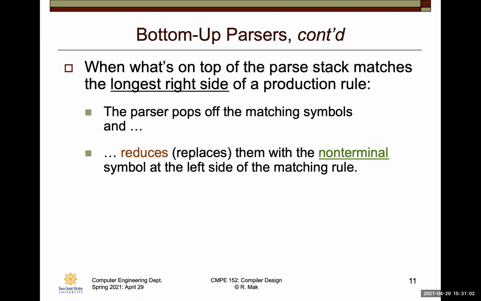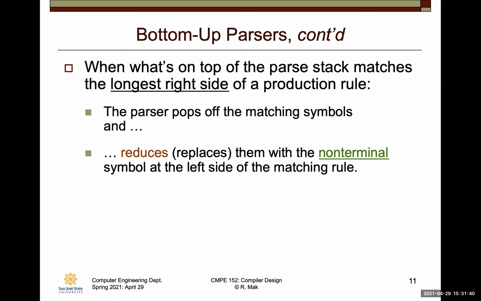Now when what's on top of the parse stack matches the longest right-hand side of a grammar rule, then the parser pops off those matching symbols and reduces them to the non-terminal symbol on the left-hand side of the rule. So that's the reducing. So again, you're shifting tokens from the source program onto the parse stack.